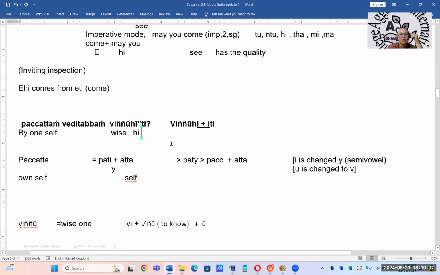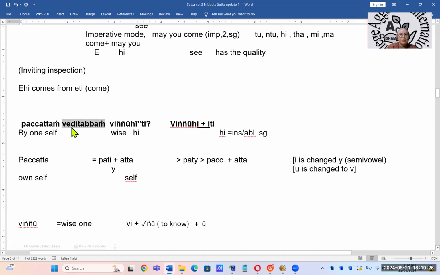So when you learn the declension, there are two possibilities for heat, all right. Heat can be instrumental or ablative, right? Singular. So we don't know whether instrumental or ablative. So we have to look at this word, veditabbam.